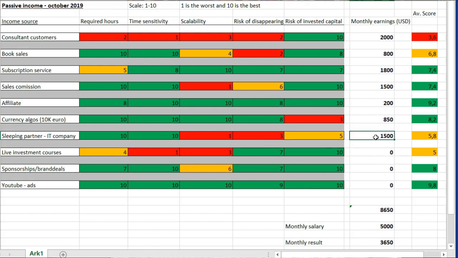It varies a bit from month to month. It is a 5.8, and it's not something I want to or can do anything more about.